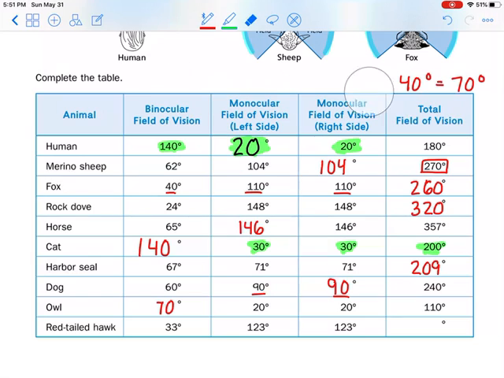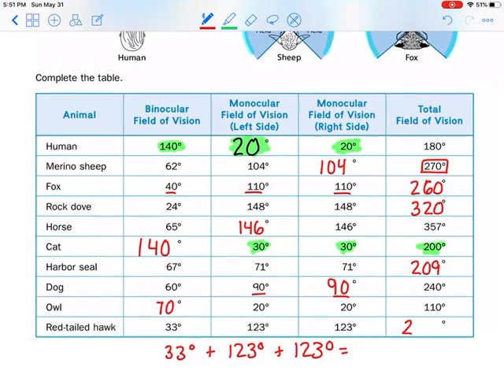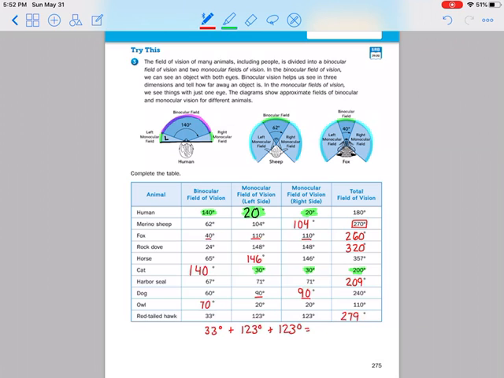And let's do the red-tailed hawk. So the red-tailed hawk, you have all of the binocular and monocular field of vision. You just need the total field of vision. So you would do 33 degrees plus 123 degrees plus 123 degrees. And if you added all of that up, you would get 279 degrees.